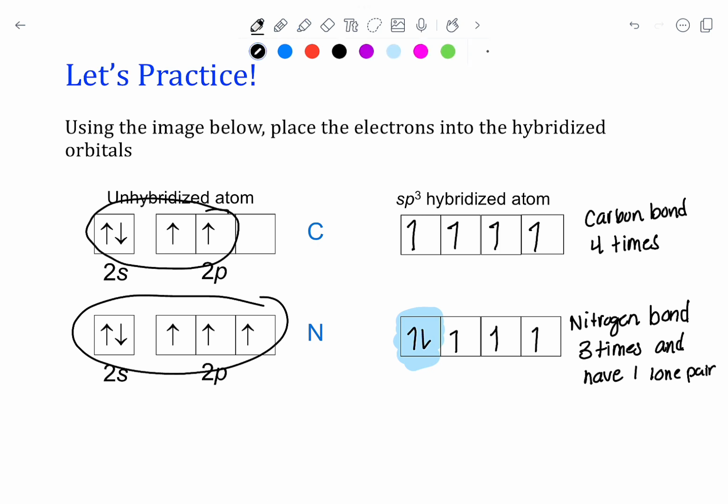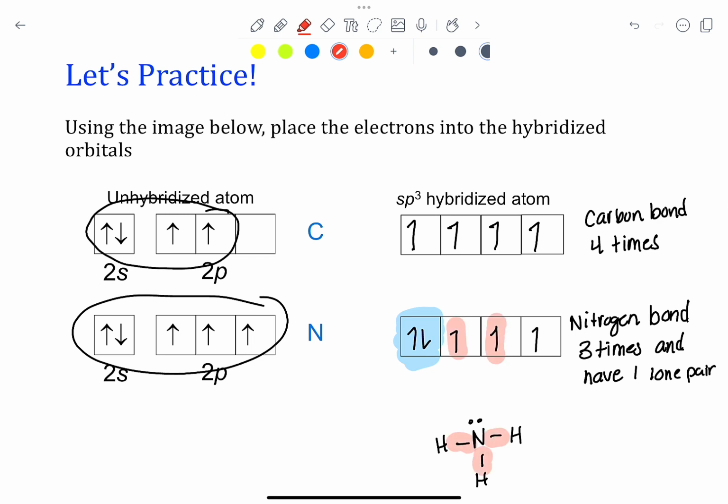So when we draw structures like NH3, we have our 3 bonds, 1, 2, 3, which correspond to these electrons here that can form bonds. But then we have our lone pair that is also in that hybrid orbital. This is why we say that the hybrid orbitals are for bonding and lone pair electrons. This also reinforces our rule for nitrogen, that nitrogen prefers to have 3 bonds and 1 lone pair, because the hybridization works out that way.